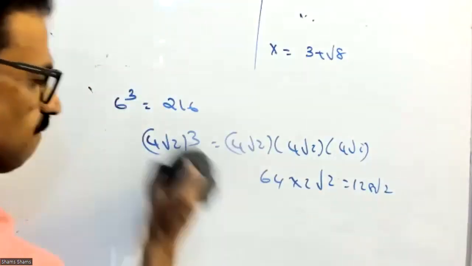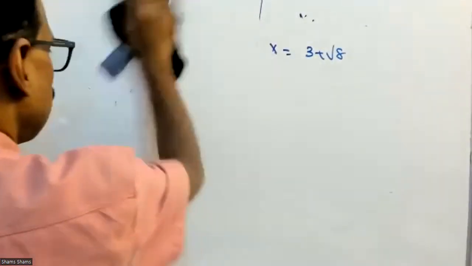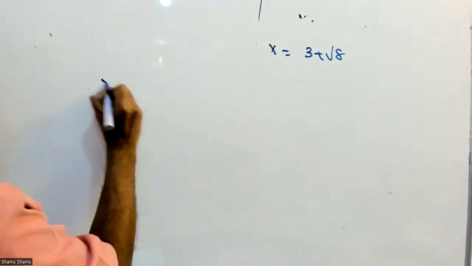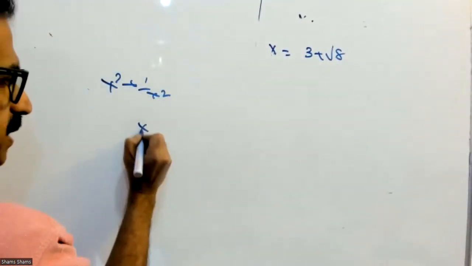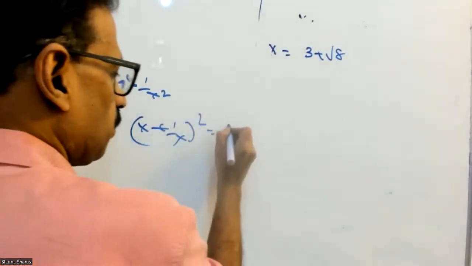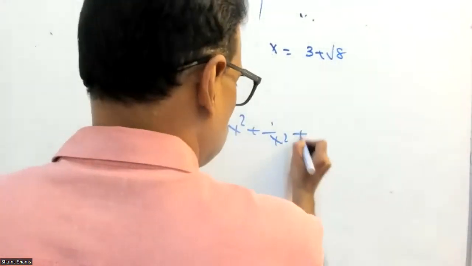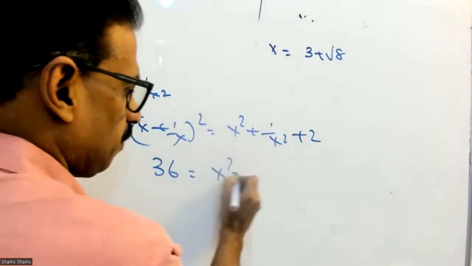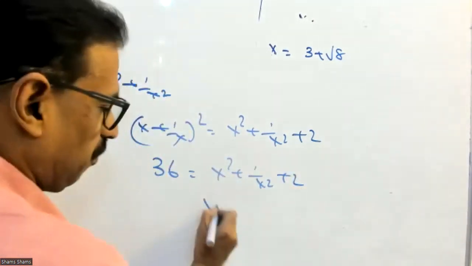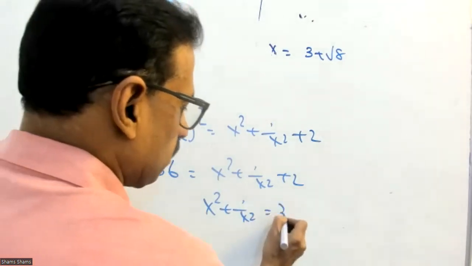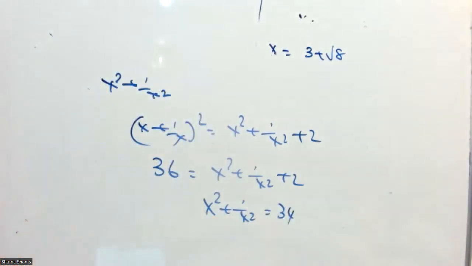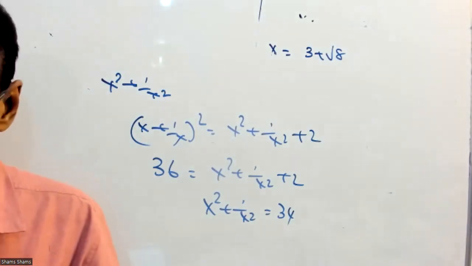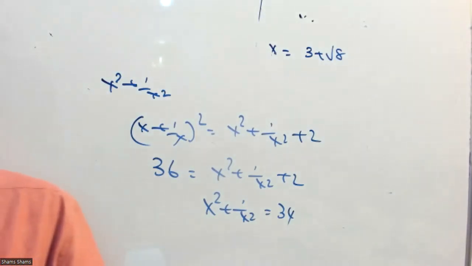Next is what? x square plus 1 by x square, right? Okay, this is x plus 1 by x whole square equal to x square plus 1 by x square plus 2. This is 36, right? 36 equals x square plus 1 by x square plus 2. Therefore, x square plus 1 by x square equals 34. We all got this. Okay, Vrinda, Nihal, Karthik, Amira, if you have a problem, correct it now. Yes, sir. Why are you writing now? We get it.